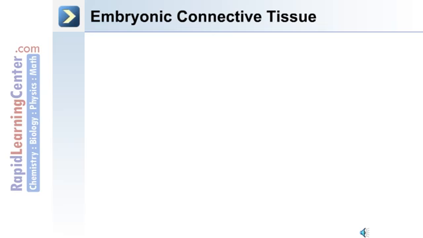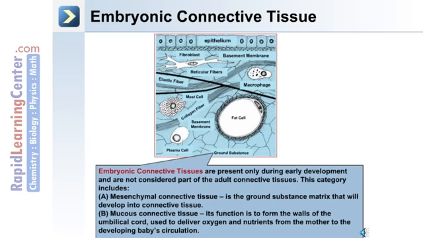The second type of connective tissue we'll discuss is embryonic connective tissue. These are present only during early development and are not considered part of the adult connective tissues. This category includes A. Mesenchymal connective tissue. This is the ground substance matrix that will develop into connective tissue later on.